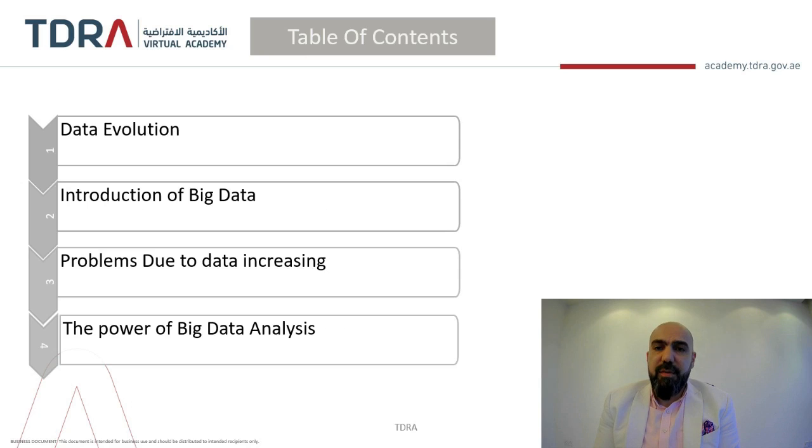We will start by explaining the data evolution: how big data came about, what the source and origin of the terminology big data is, and which legendary company all over the globe is behind big data. After that, we will explain the problems due to big data. Yes, big data came, so of course there is a problem. How can we solve this problem, or how did the problem get solved?